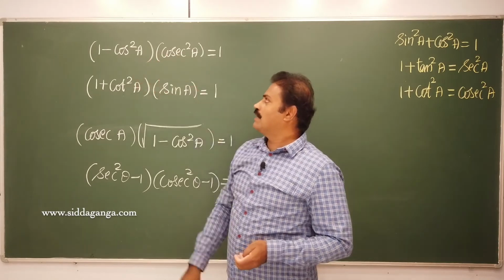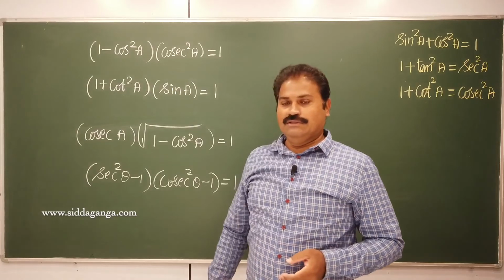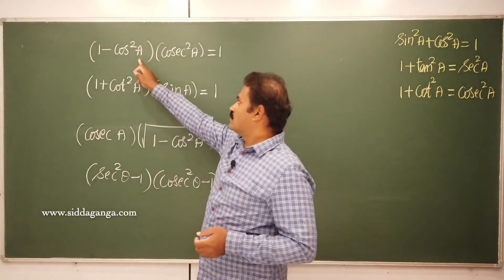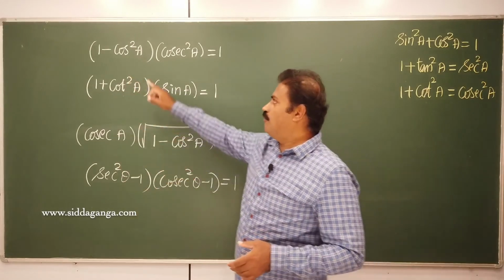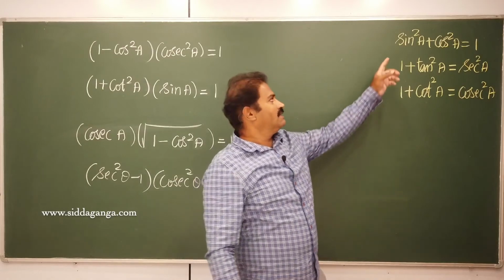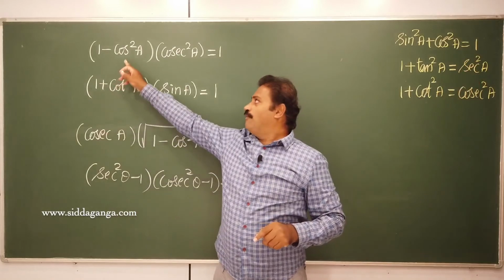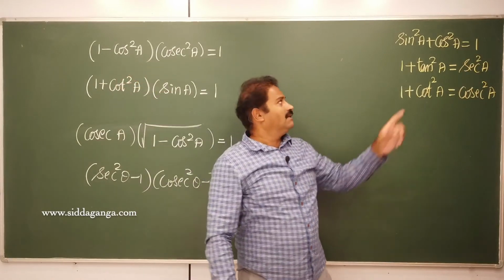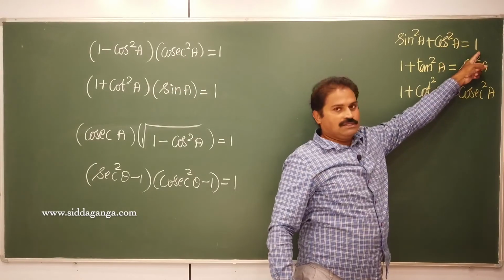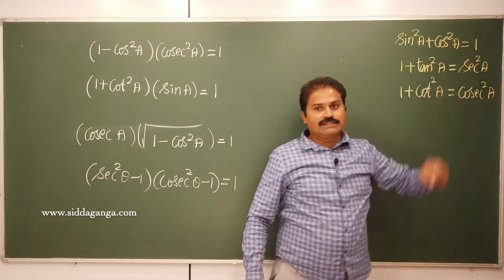You have 1 minus cos square A into cosecant square A is equal to 1. So just think and tell me. Yes, 1 minus cos square A, what you can write? Now for 1 minus cos square A, we'll take the substitution. So here you can see sin square A plus cos square A is equal to 1. So here you have 1 minus cos square A. What is that? So when you shift cos square A on that side, it becomes 1 minus cos square A. So sin square A is equal to 1 minus cos square A.